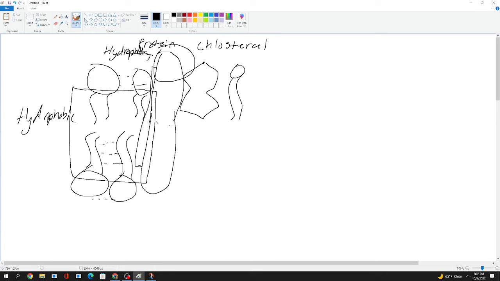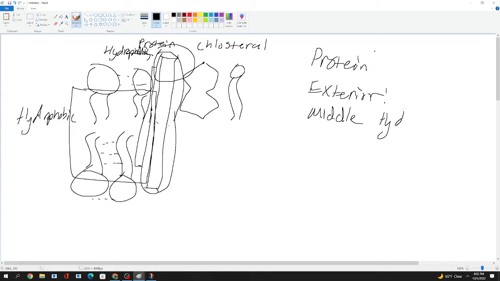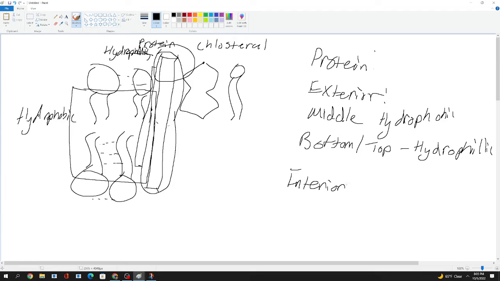Okay? Now, when you look at the interior of a protein, so if you were to imagine a protein kind of like a little tunnel, the interior of the protein is typically going to be hydrophilic 98% of the time. And I'm going to explain why momentarily. But just understand that for proteins, their exterior is going to have a middle region that is hydrophobic, and a bottom and top that are pretty hydrophilic. And then you're going to have an interior, which is another section of the protein, which is always going to be hydrophilic. And I'll explain why momentarily.